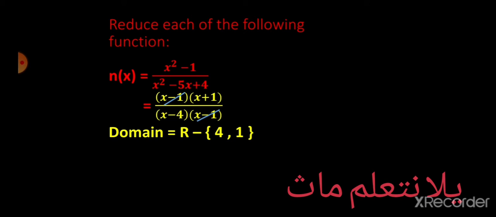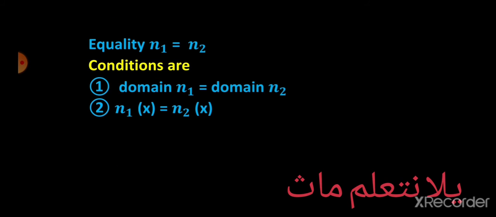And the last step, we simplify or cancel the like brackets up and down. So n of x equals x plus 1 over x minus 4. This is the first part of our lesson today.